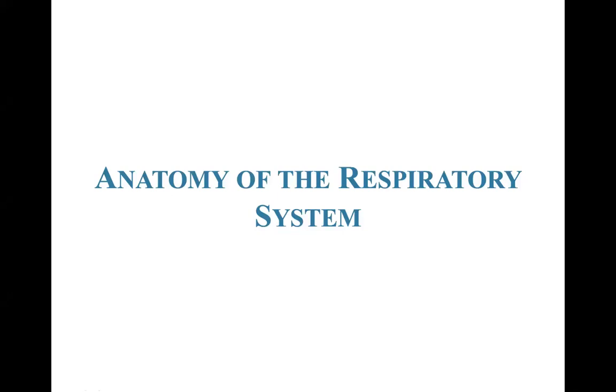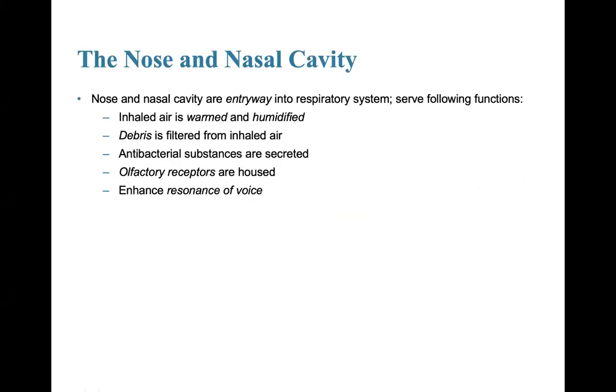Okay, so now we're going to look at the anatomy of the respiratory system. And we're going to start with the nasal cavity. The nose and nasal cavity are the entryway for the respiratory system, albeit the oral cavity can also serve as an entryway, but you should primarily be breathing through your nose and nasal cavity. And the reason for this is that inhaled air is warmed and humidified as it comes in through that nasal cavity. Debris is filtered from the inhaled air.